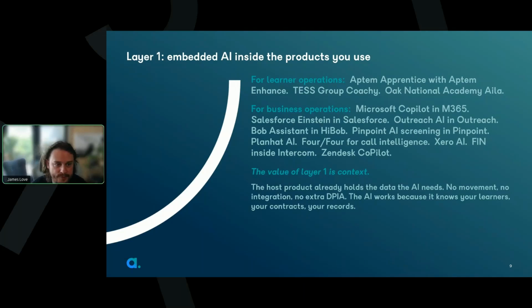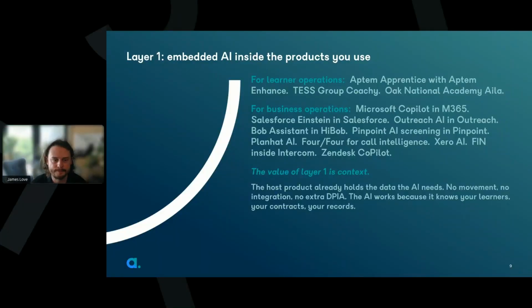Other UK examples on the learner side could be Test Group's Coachy, which is an AI tutor scoped to a UK apprenticeship curriculum, specifically in the AI standards. That's built on Claude, and it has the context of that very specific niche use case. Oak National Academy's ILA is DFE backed on the gov.uk Algorithmic Transparency Records Register and built to exceed the DFE's safety standards.